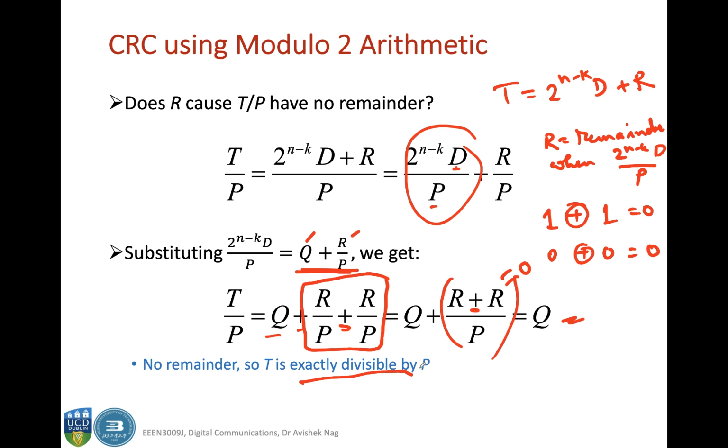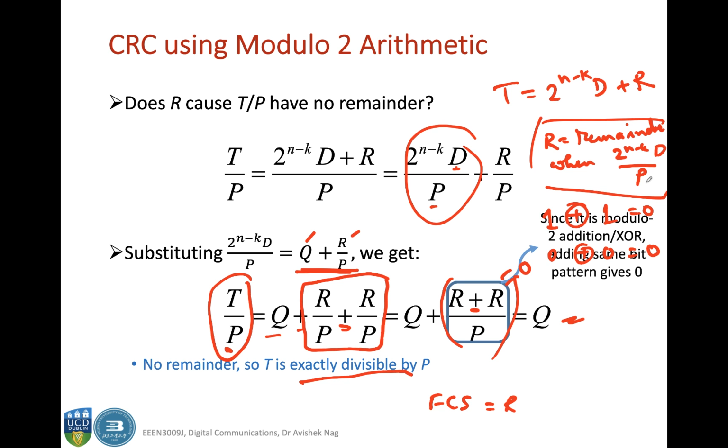Okay, so if you set your frame check sequence equal to r, where r is the remainder when you divide 2 to the power n minus k times d by p, then your entire frame t is exactly divisible by p. Okay, so that is what is done in CRC. So you set the frame check sequence equal to r, where r is the remainder when you do this operation.